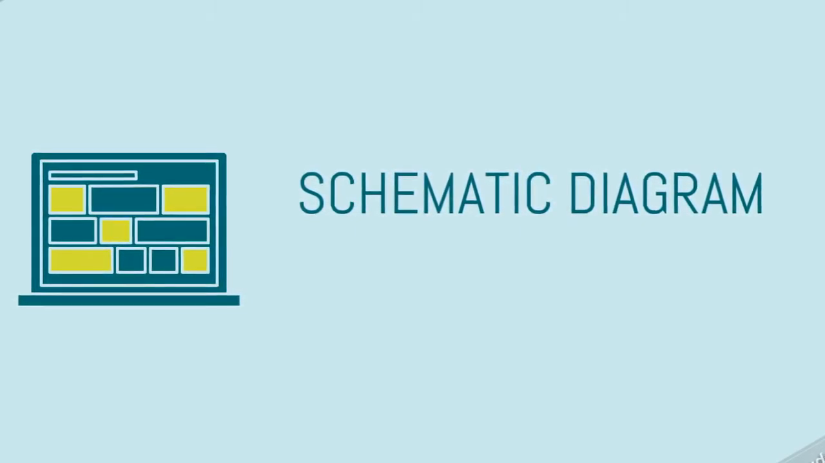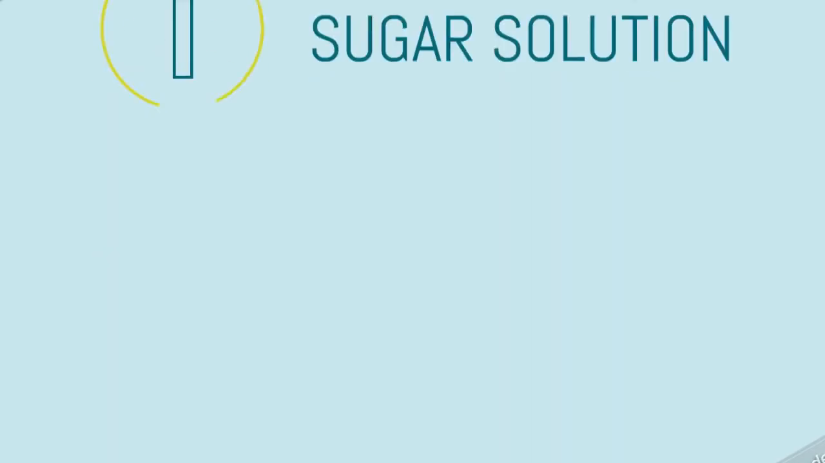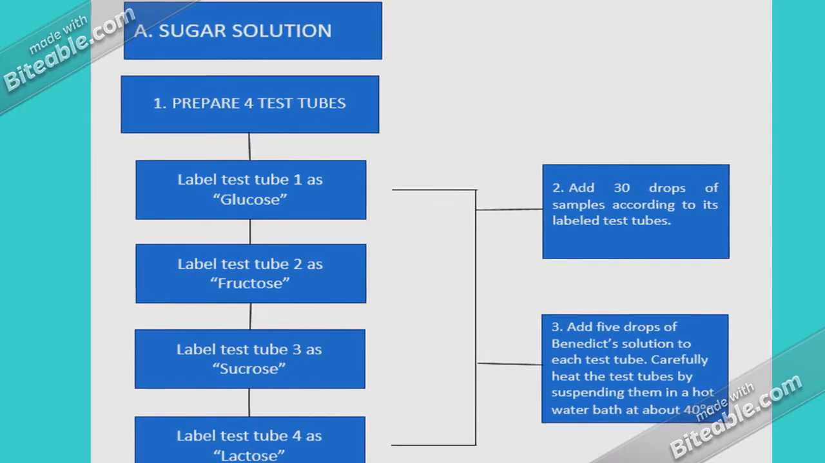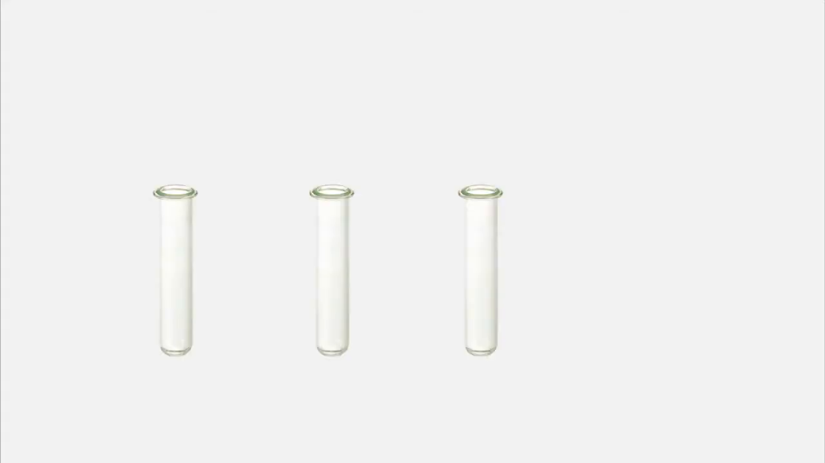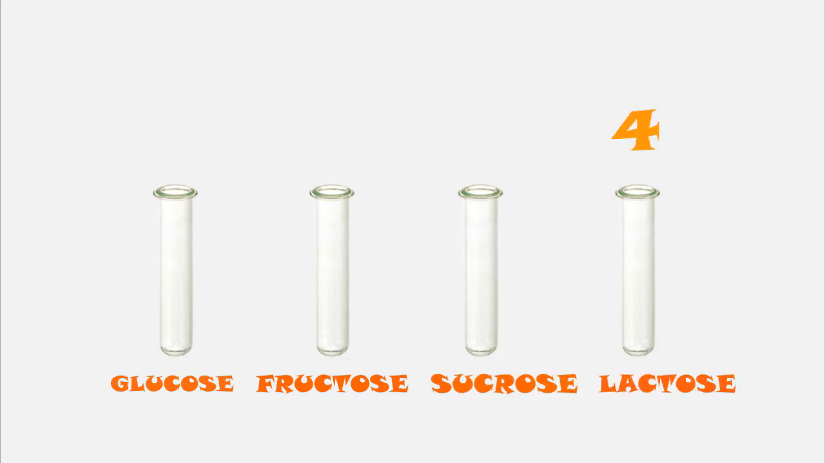Okay, so now let us move on to the schematic diagram. We have 2 types of schematic diagram, the sugar solution and the sugar from fruits. Let us first go to the sugar solution. The first thing we need to do is to prepare 4 test tubes, and these 4 test tubes will be labeled. Test tube number 1 we label as glucose, then the second is fructose, the third is sucrose, and the fourth test tube is lactose.